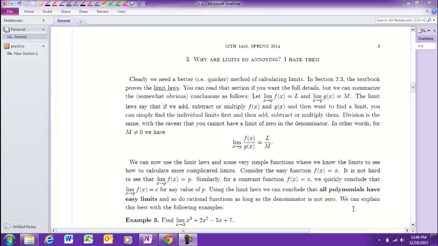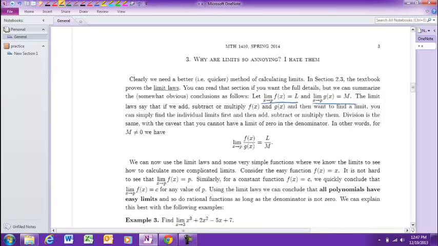Suppose the limit as x approaches p of f of x is equal to L, some number, and for some other function you know that the limit at that same point is equal to something else. Then if you add those functions, subtract them, or multiply them, the limit at that point of the added, subtracted, or multiplied functions will just be the limits added, subtracted, or multiplied.